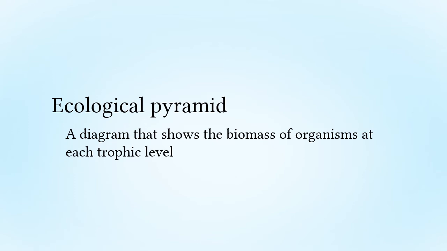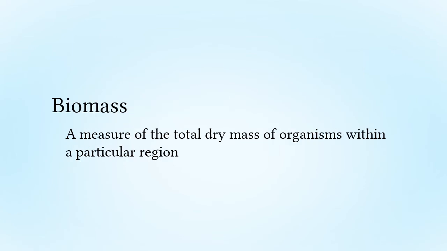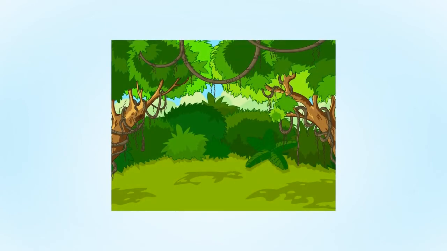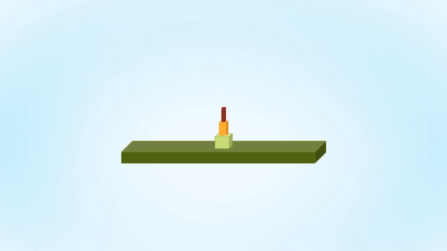We can show this phenomenon in a diagram called an ecological pyramid. An ecological pyramid is a diagram that shows the biomass of organisms at each trophic level. Well, what is biomass? Biomass is a measure of the total dry mass of organisms within a particular region. So, if we went to a forest and cut down all the trees and plants, dehydrated them, and measured the mass remaining, we would have the biomass of the plants of that forest. Biomass can tell us how much living material or tissue is in a specific area, and an ecological pyramid shows how much biomass is in each trophic level.